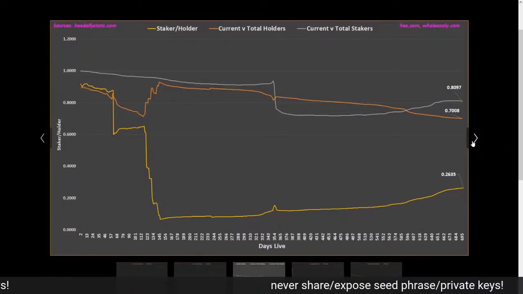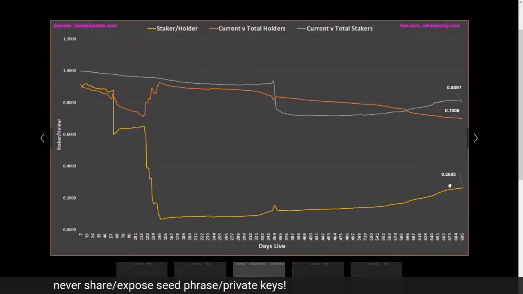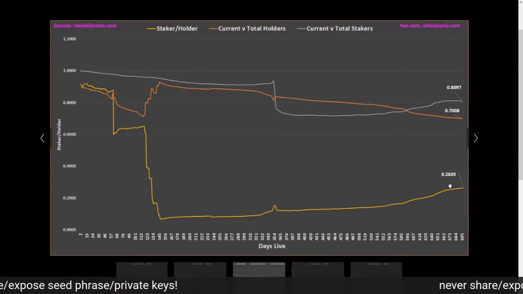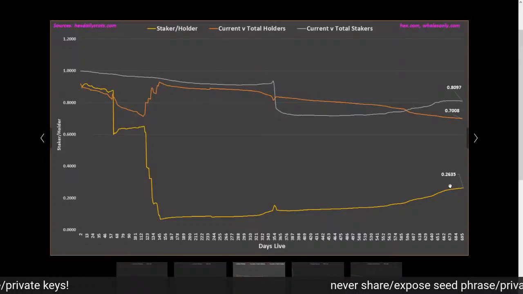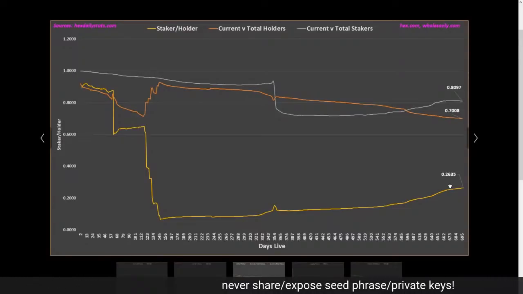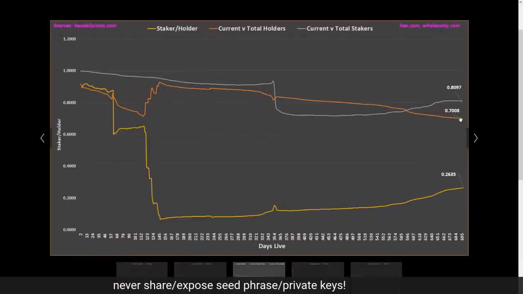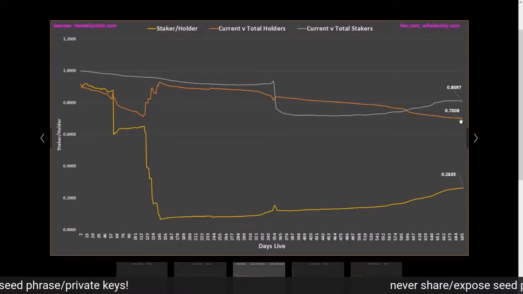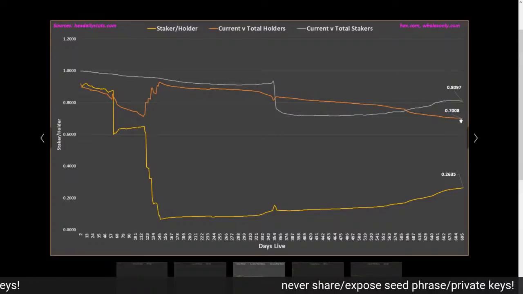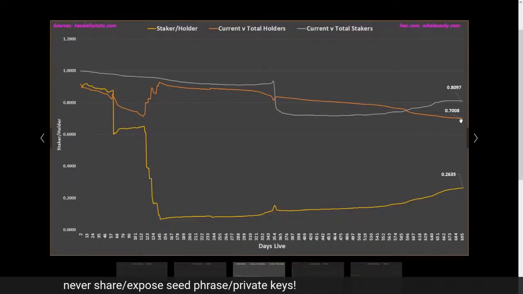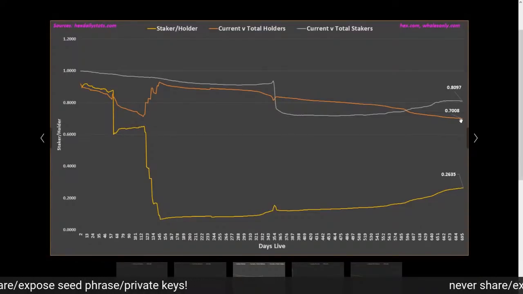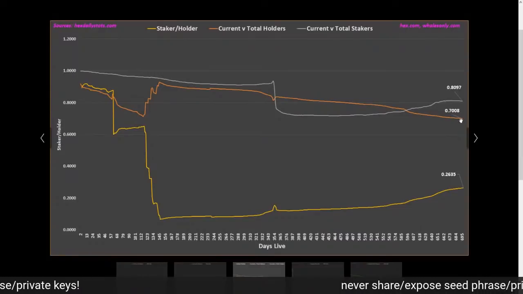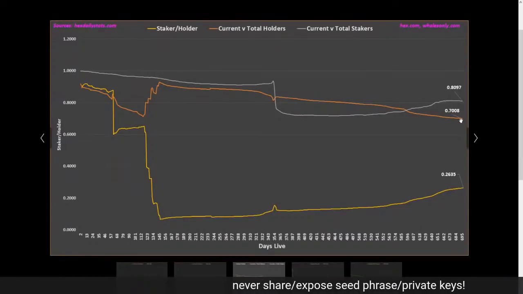Now I've changed this chart up a little bit. This is a current staker to current holder chart at 26%. So for every 4 current holders, there is at least 1 staker. Now this orange line is current holders versus total holders, right? So a downward slope means that we're losing current holders or we're gaining total holders, and it just depends how you want to look at it because it's just a ratio, right? It's just a ratio.